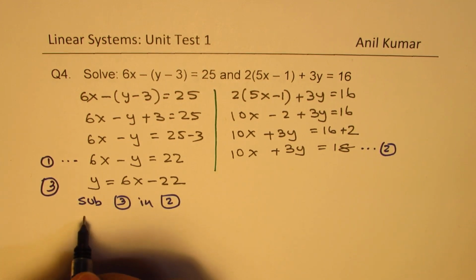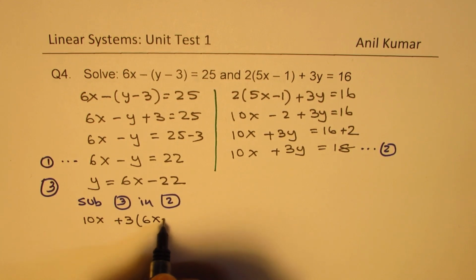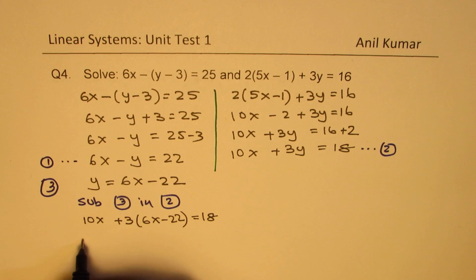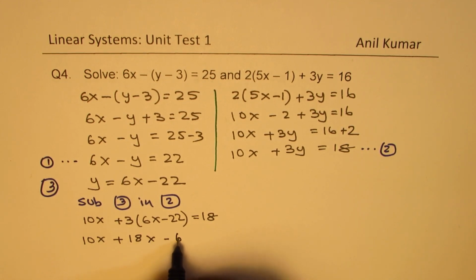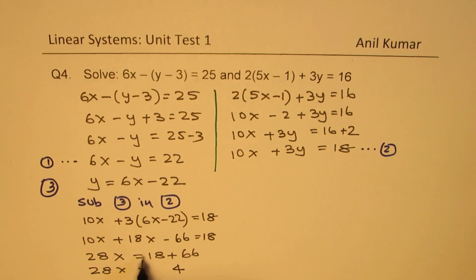So we have 10x plus 3 times the y value 6x minus 22 equals to 18. So let's open the bracket. We get 10x plus 18x minus 66 equals to 18. Okay, so that gives us 28x equals to 18 plus 66, right? So which is 28x is equal to 84, right? Okay.